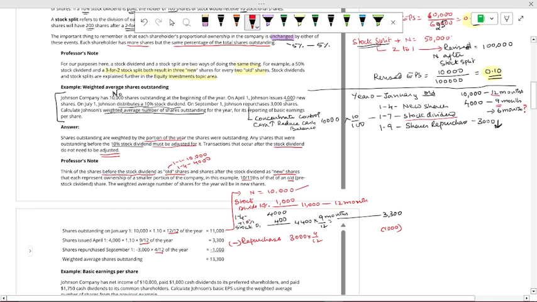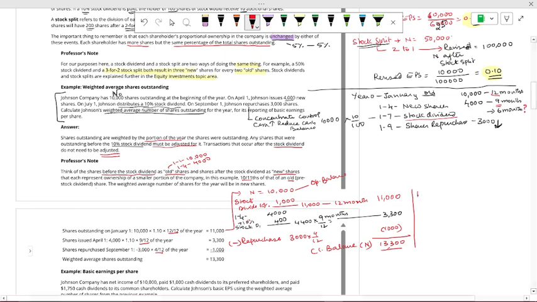Now, the number of shares. The opening balance is how much? This is the opening balance. The closing balance will be 11,000 plus 3,300, 14,300, minus 1,000. It comes to 13,300. This is the closing balance of the number of shares. Is it okay?